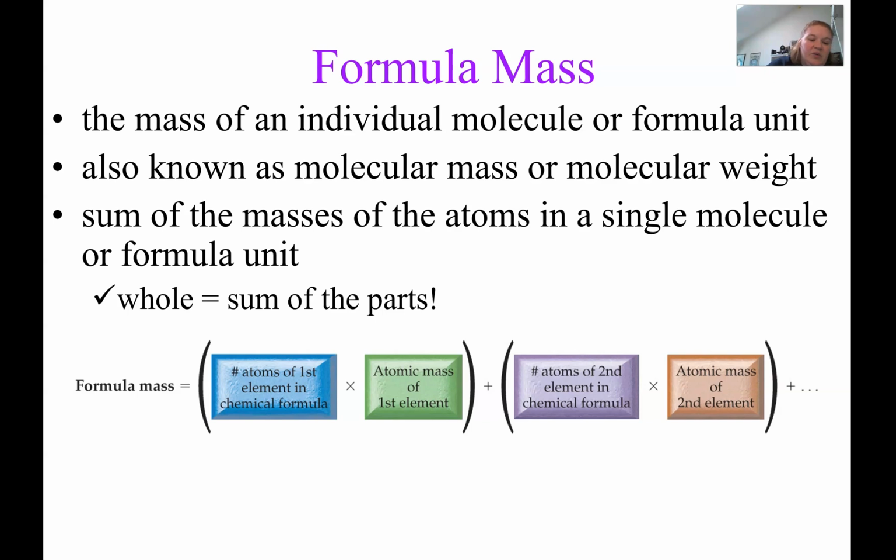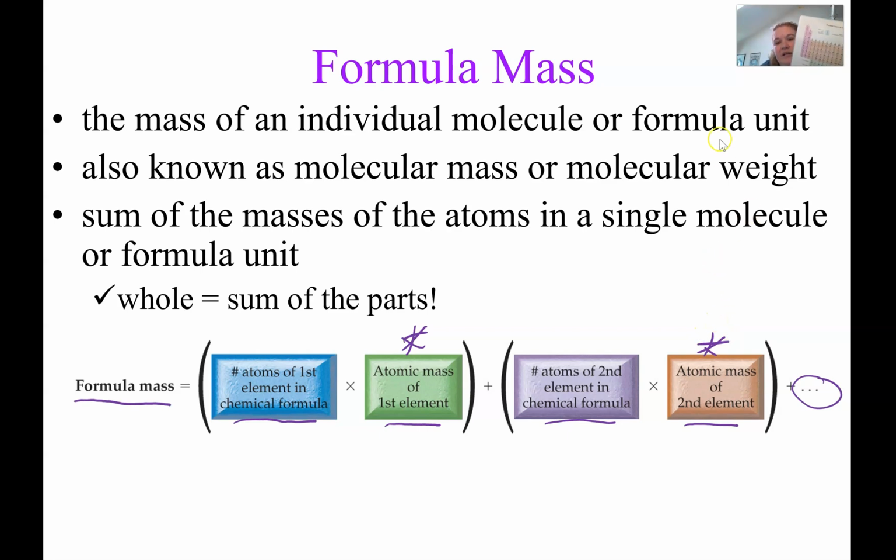So we have a little equation down here on the bottom, but it says that the formula mass is equal to the number of the first element times that element's mass, plus the number of the second element times that second element's mass, and then you keep going until you've used all the elements. The atomic mass is from the periodic table.